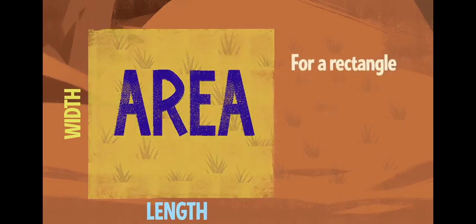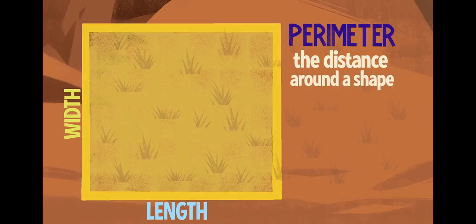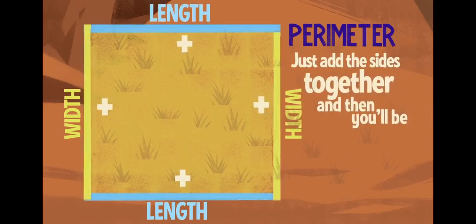For a rectangle, its length and width are multiplied. And perimeter, the distance around the shape. Just add the sides together and then you'll be great with the area.